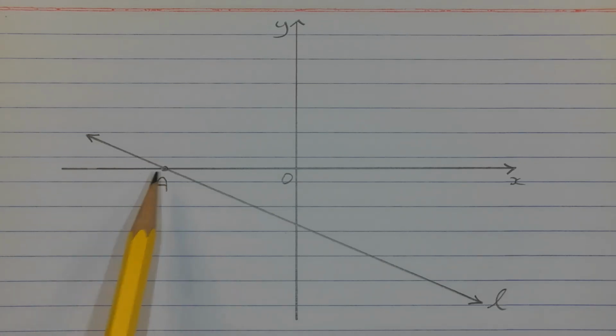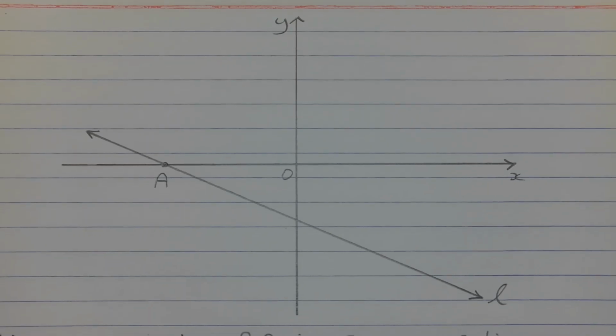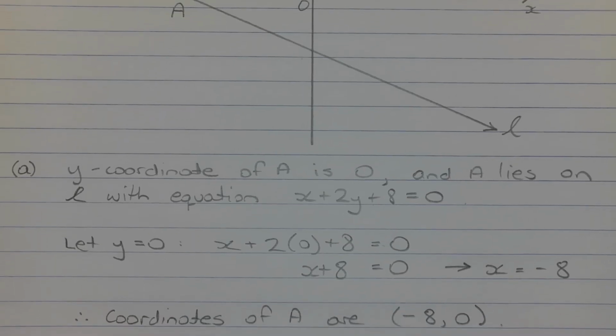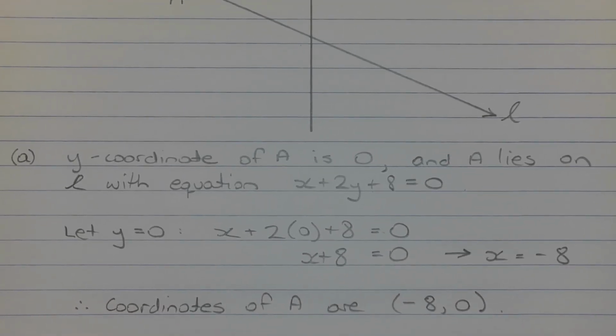Now, since A is the x-intercept, that means the y-coordinate of point A is 0. So to find the x-coordinate of point A, we let y equals 0 and then substitute 0 for y into the equation here and then solve for x. So x plus 2 times 0 plus 8 equals 0. Now 2 times 0 is 0. So we're left with x plus 8 equals 0, which gives us a solution x equals negative 8. Therefore, the coordinates of A are negative 8, 0.